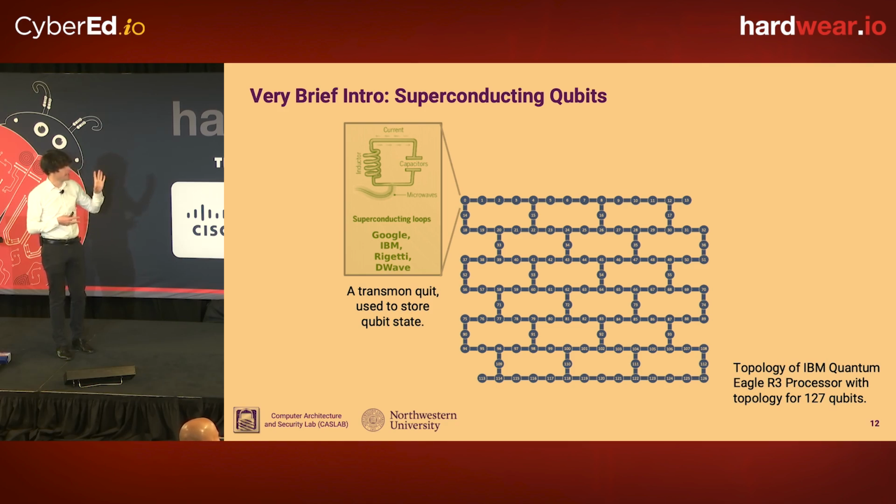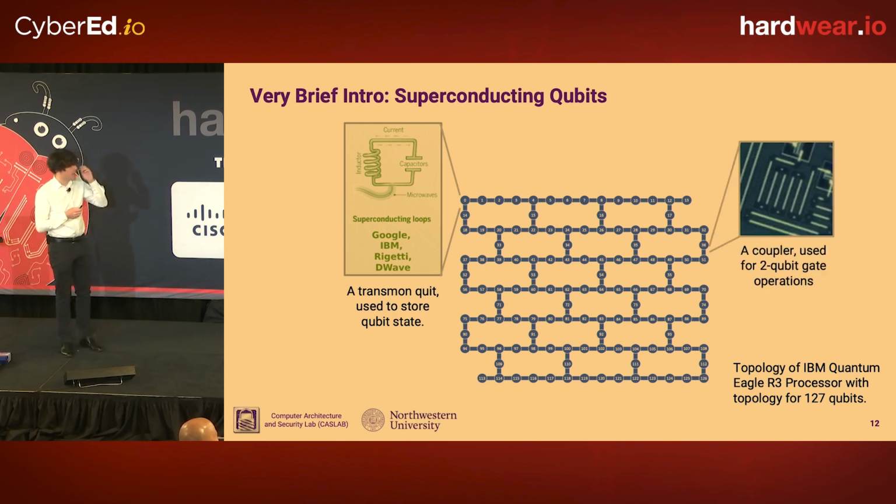Google has a slightly different topology, but in all of these superconducting machines you have a fixed topology, because somebody is fabricating these Josephson junctions, these physical qubits, on the chip. The circles are basically the qubits, and each line represents a coupler, which is needed to perform operations. We'll talk about that in a slide or two.